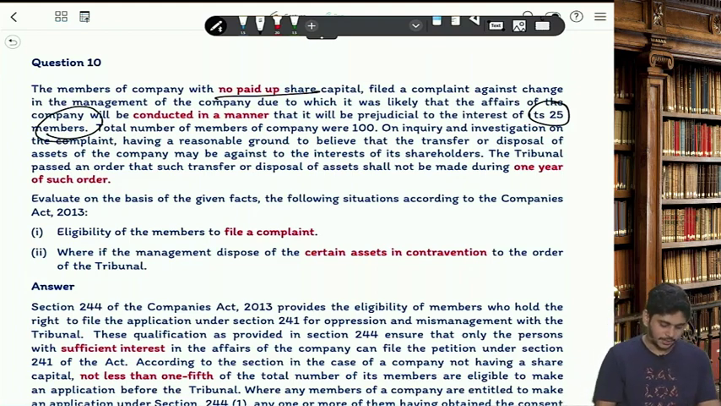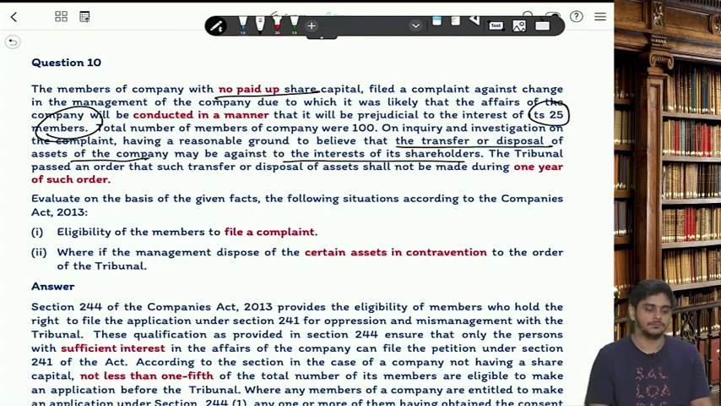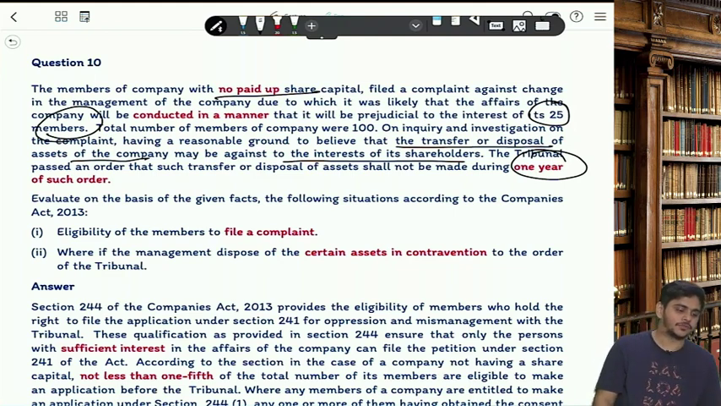On an inquiry and an investigation on the complaint, having a reasonable ground to believe that the transfer or disposal of assets of company may be against the interest of shareholders, the tribunal passes an order that such transfer or disposal shall not be made during 1 year of such order. Okay. What is the eligibility of the members to file a complaint, and whether the management can dispose of certain assets in contravention of the order of the T.